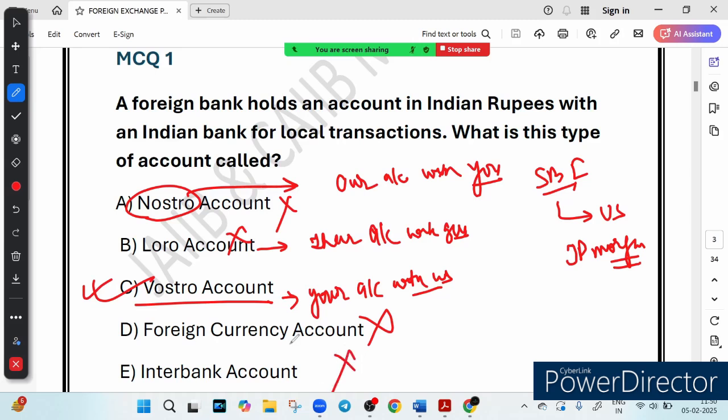So what is the correct answer? Option number C. So what we have learnt in this question is that a Vostro account means your account with us, a foreign bank's account with an Indian bank in India, maintained in Indian rupees, INR. Then we talked about the Nostro account, which is our account with you, an Indian bank's account with a foreign bank in foreign currency. Then we talked about a Loro account, which means their account with you. It is used by a third party to refer to another bank's Nostro account. And finally, we talked about the foreign currency account, which is used by individuals or companies for holding foreign currency. And the interbank account, we know it very well. So I hope this makes your concept clear.